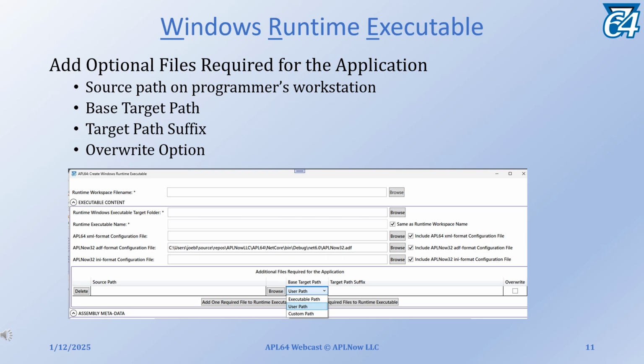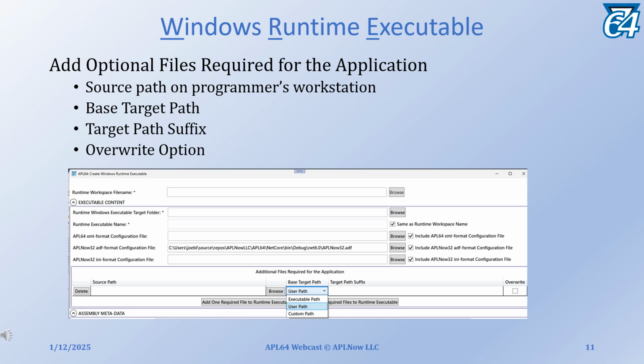If additional files are required for the application, specify them in the WRE creation utility dialog. The required information for each additional file is the source path on the programmer's workstation of the additional file. This source path may be the WRE source folder, or the base target path, which can be the user path, the executable path, or a custom path.